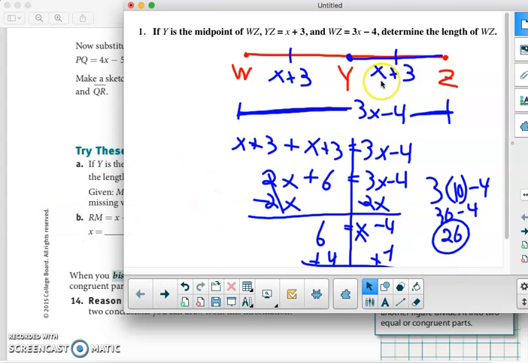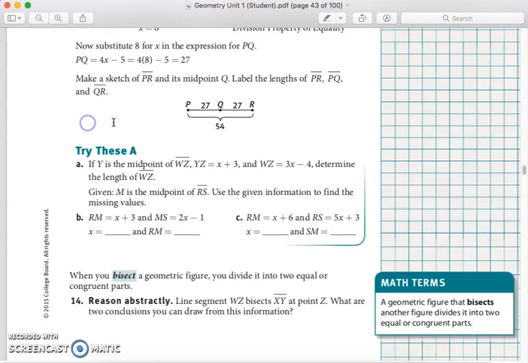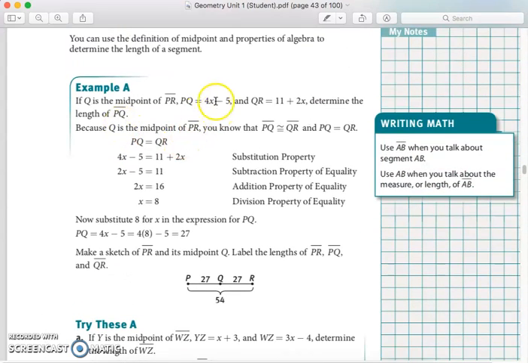Remember, this one was a little bit tricky because you were given one of the parts and the whole, and you had to realize that, oh, we can just make the other part the same amount because the y is the midpoint. And then from there you can do part plus part equals the whole. So that one's a little bit different than the problem that we did up here, where you were given the two parts with a midpoint and you could just set the two parts equal.